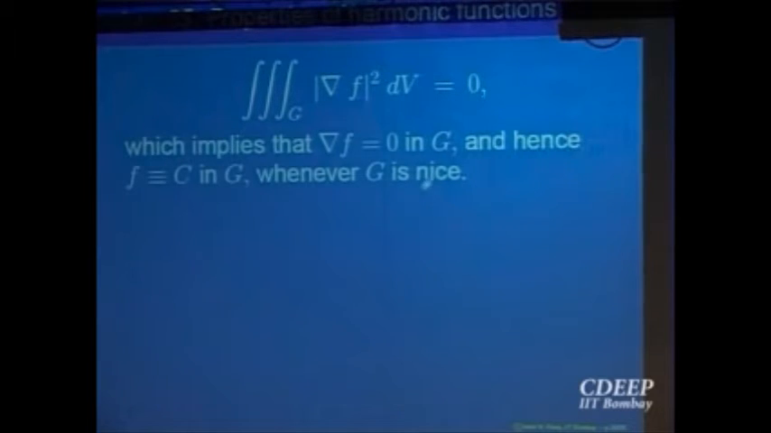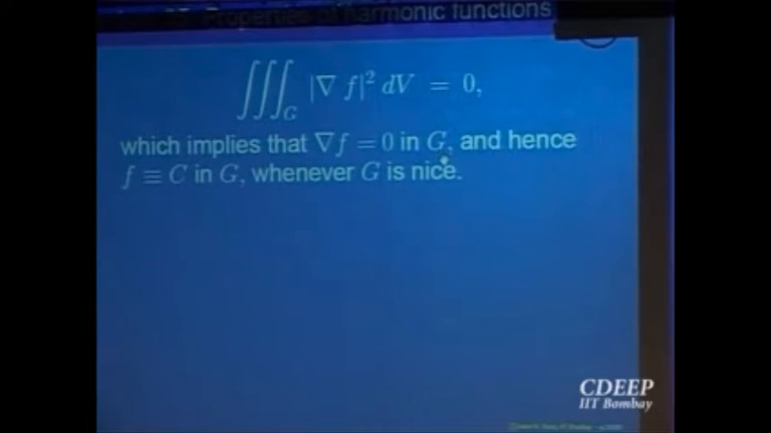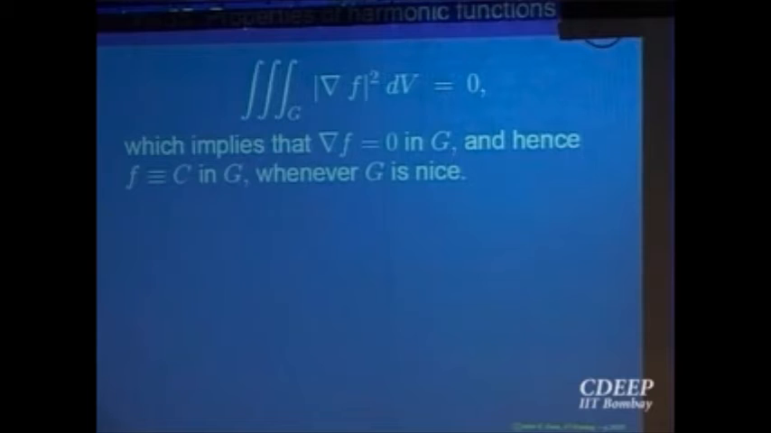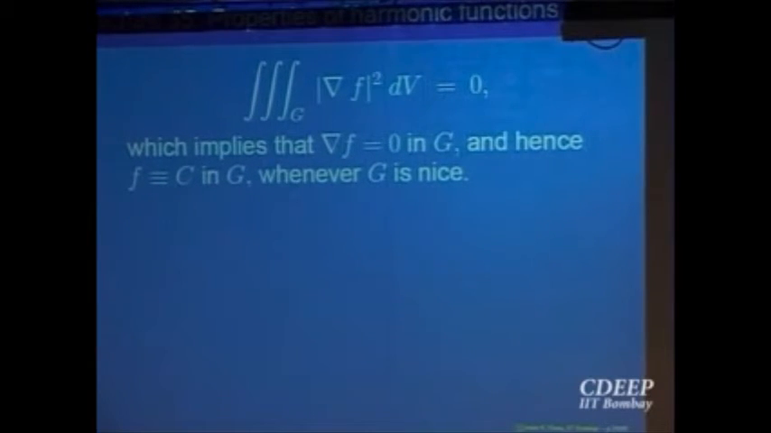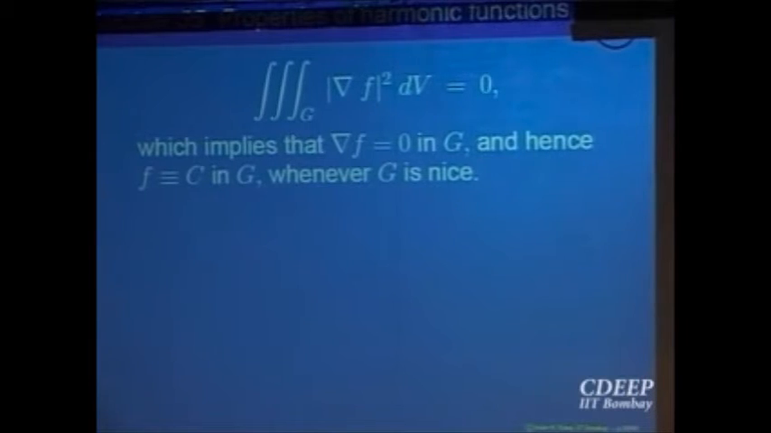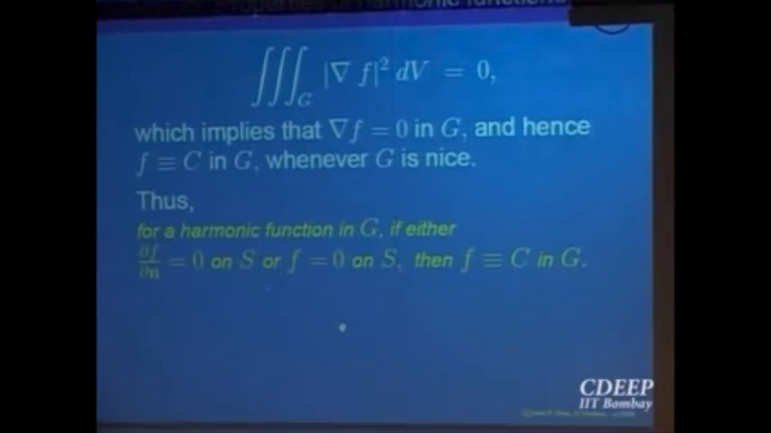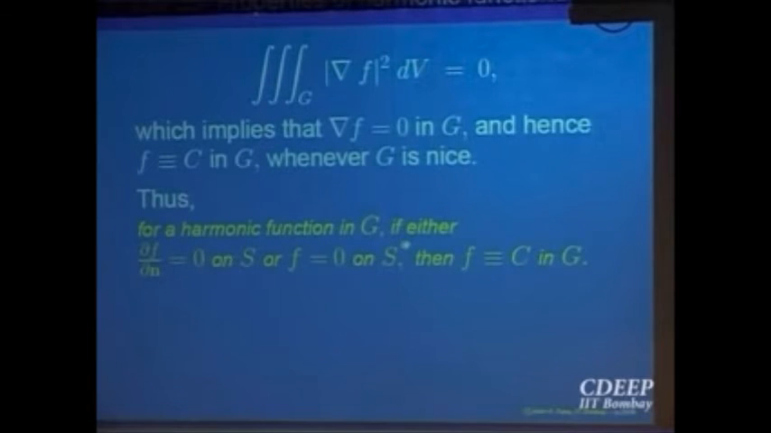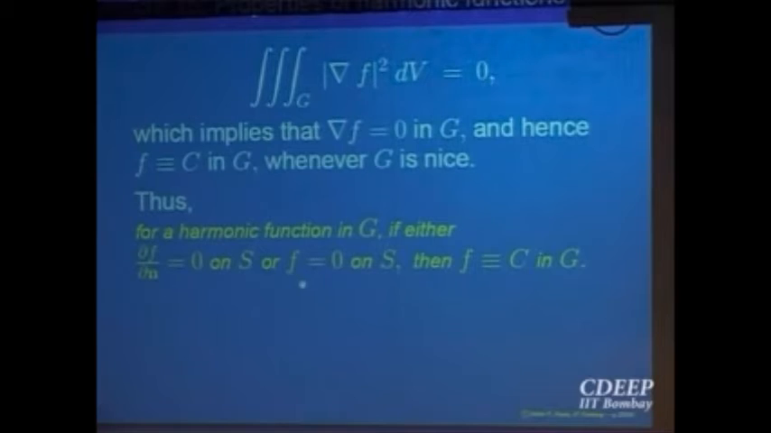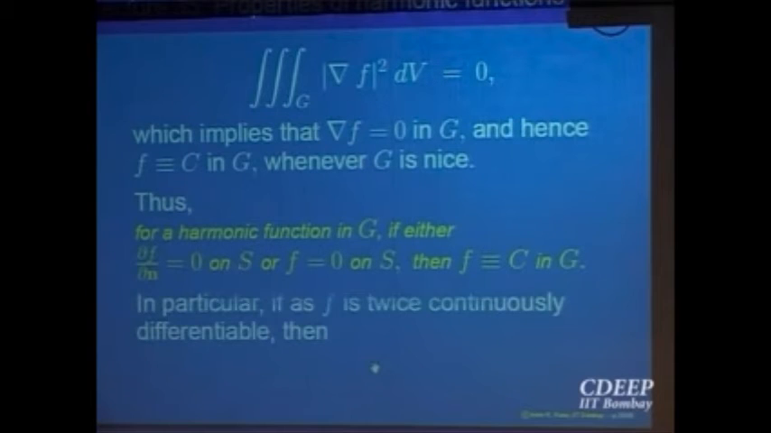if g is nice, that is what I have said, g is nice, right? Whenever you want to say that the gradient is equal to 0, it should imply that everything is 0. So you are able to join points by lines parallel to the axis. That is what nice means here. So it says for a harmonic function g, if either the directional derivative along the normal direction is equal to 0 or f is equal to 0 on S, then f is equal to a constant inside. A very important and nice property.